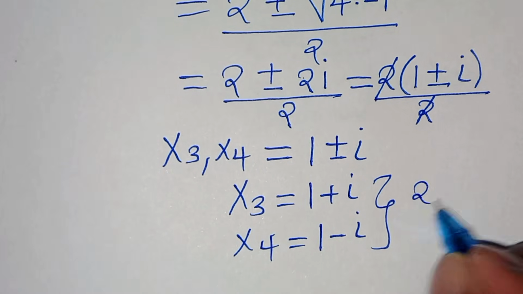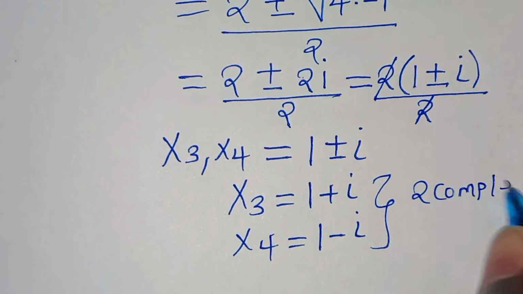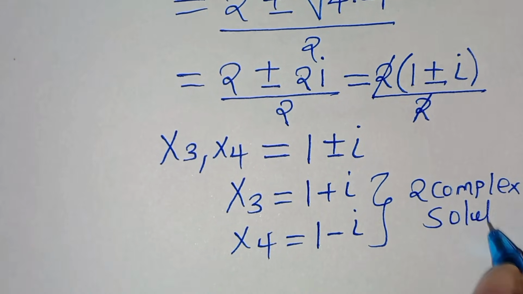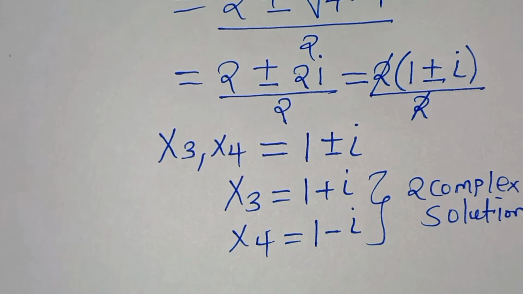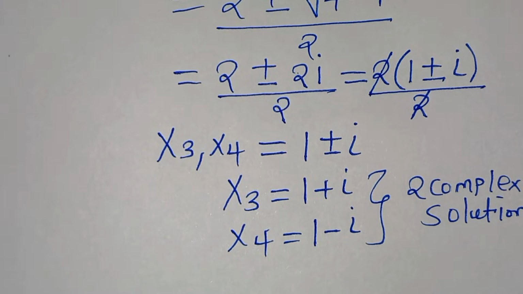These again are two complex solutions. And this means that we have four complex solutions for this algebra problem.